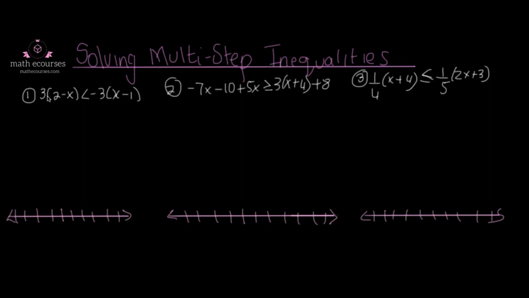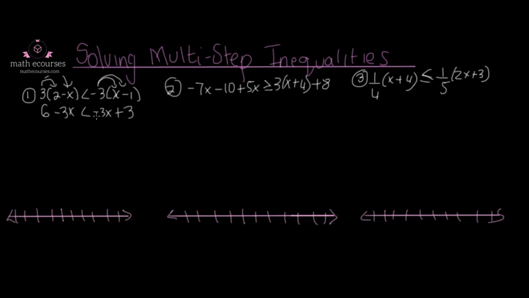For number 1, I have 3 in parentheses, so I need to get rid of this parentheses, and I do that by distributing, which just means multiplying. 3 times 2 is 6. 3 times negative x is negative 3x. Same thing here. I need to distribute. Negative 3 times x is negative 3x. Negative 3 times negative 1 is a positive 3.